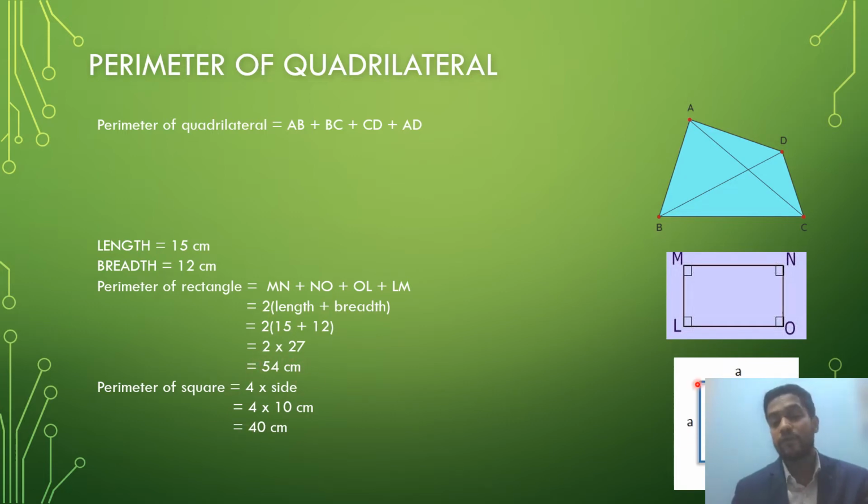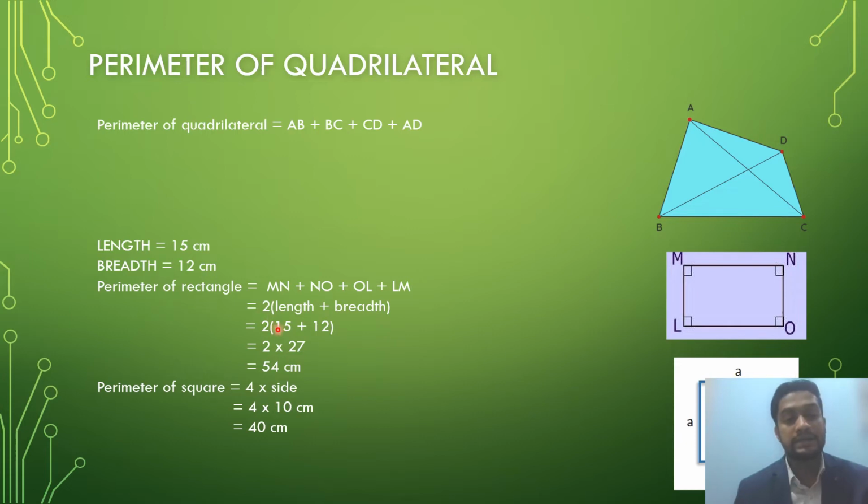Perimeter of a square: we know all sides in a square are equal, so you can simply multiply with the side. Suppose the square's side is given as 10, and in a square we have four sides. 4 into 10, you will get the perimeter of a square. So I hope these formulas are clear to you. Perimeter of a square is 4 into side.